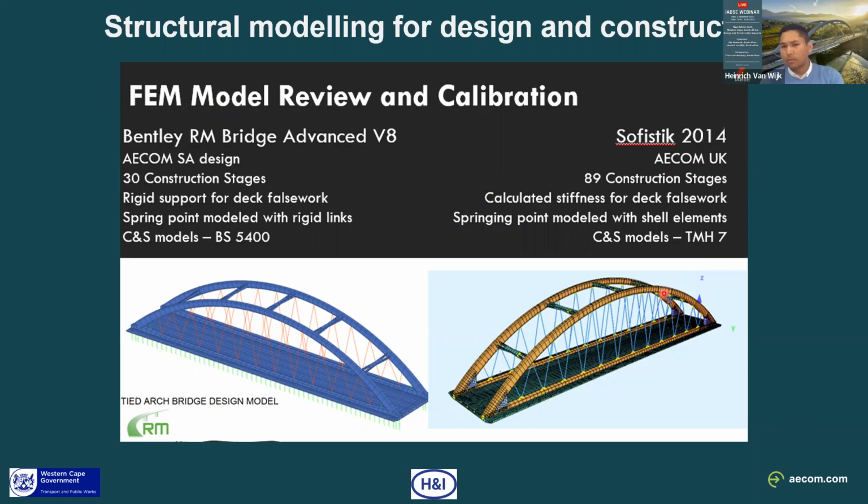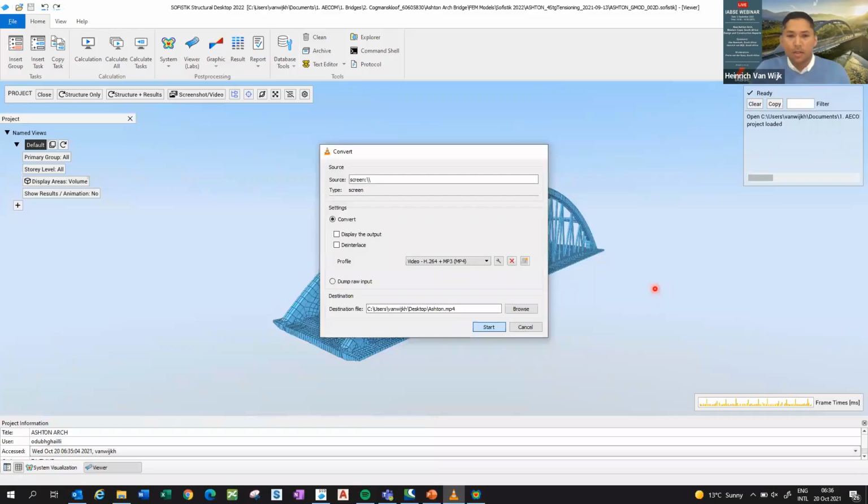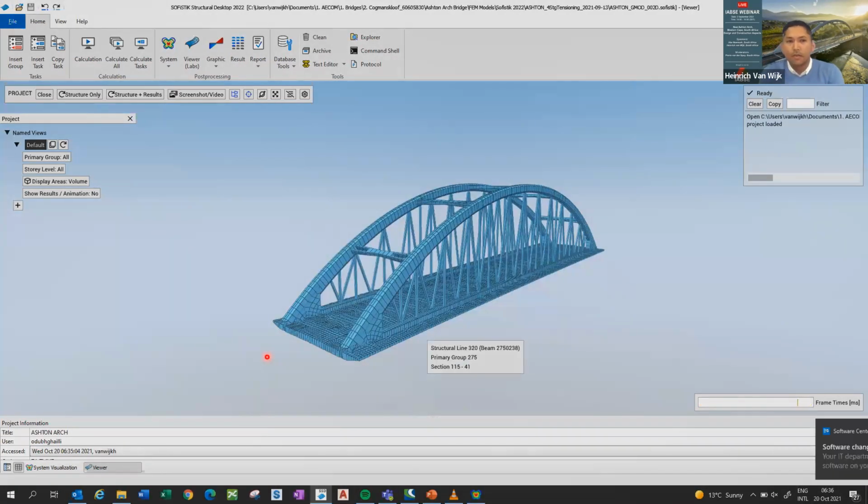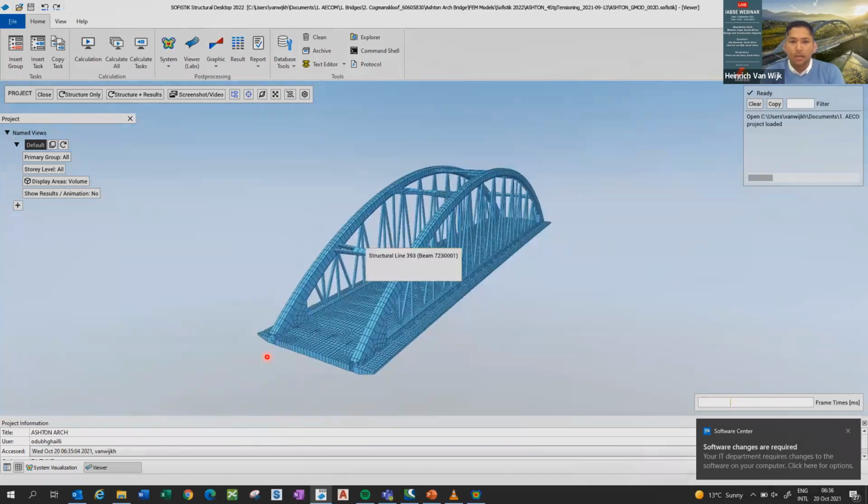And the Sophistic model was a bit different in that it uses quadrilateral shell elements for the deck slab and the springing points. And also because it was closer to construction time, we knew what the contractor's plans were for the temporary staging, and this could be modeled accurately. So we had these two models and we calibrated them, and we got the same behavior from the two models, which gave us confidence for doing the erection engineering. I'll just play a quick clip of the 3D rendering of the Sophistic model going through the construction stages.